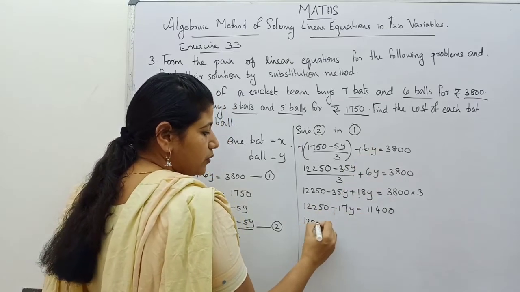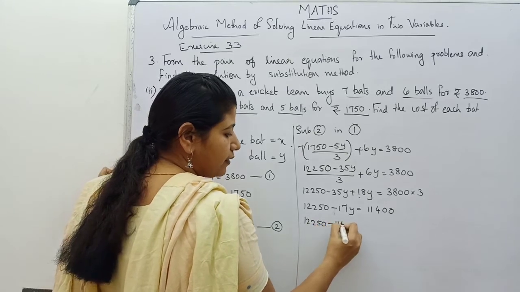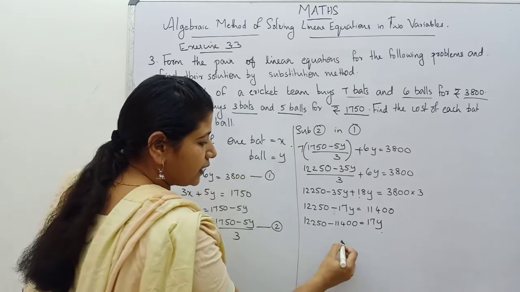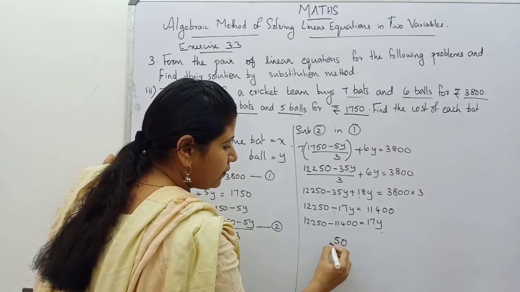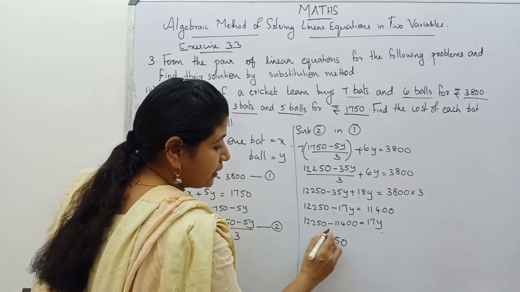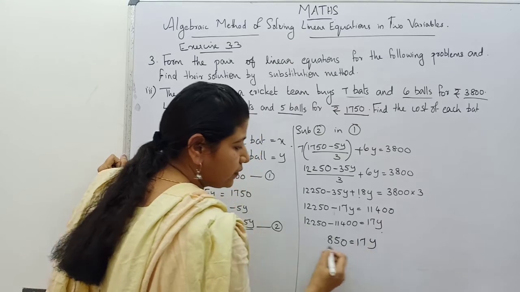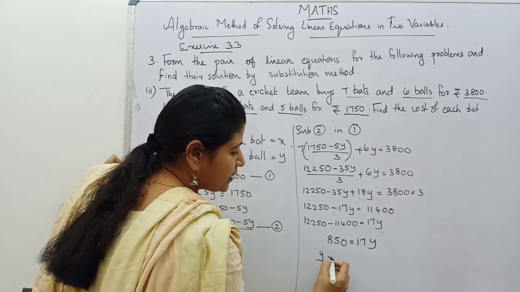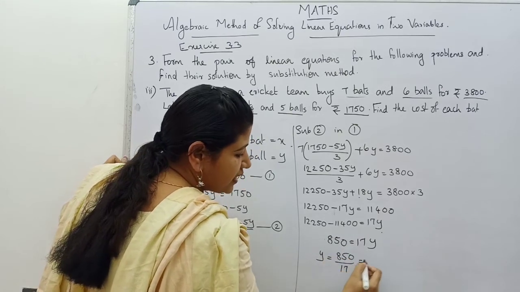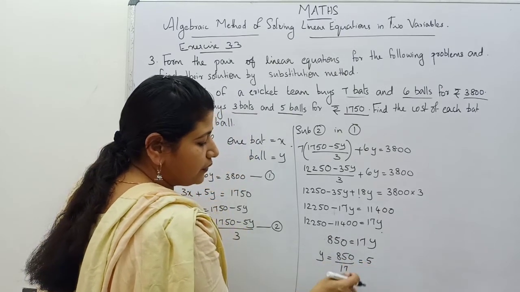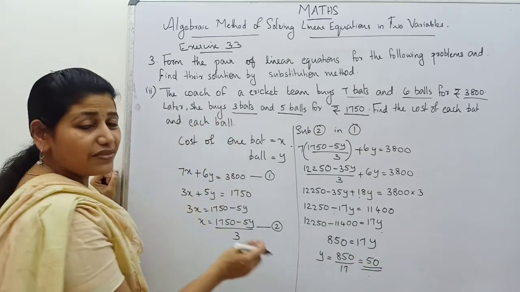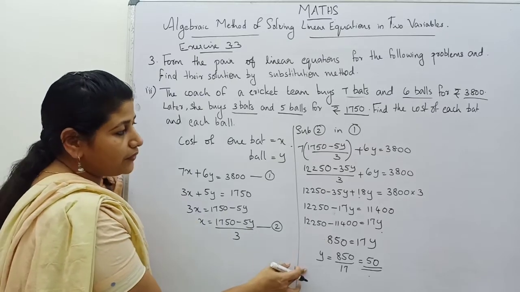So you will get 12,250 minus 11,400 equal to 17y. Just subtract, you will get 850, which is equal to 17y. And you will get y is equal to 850 by 17. 17 into 5 is 85. And you will get y as 50. Okay, so your answer is 50.